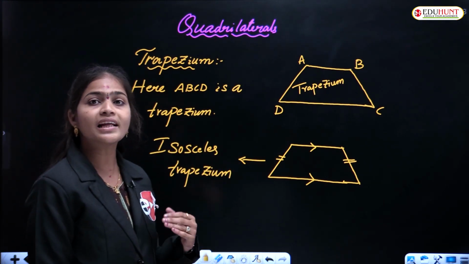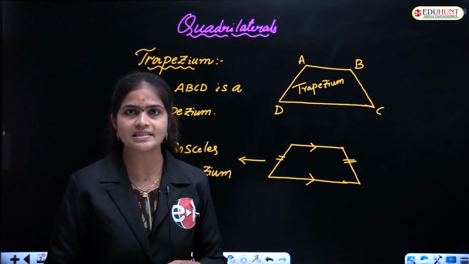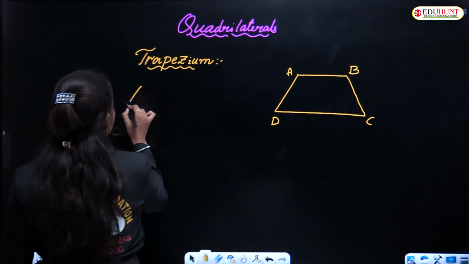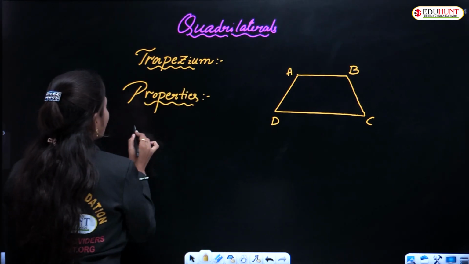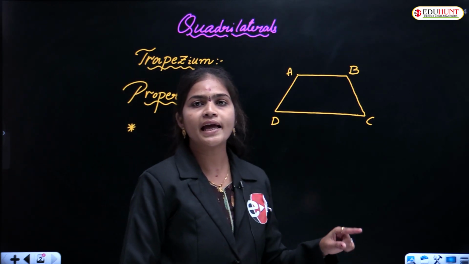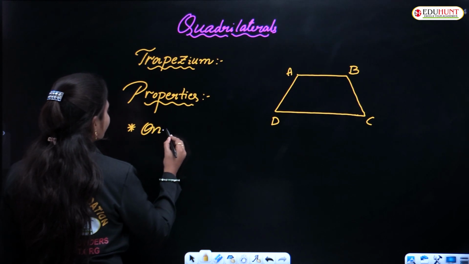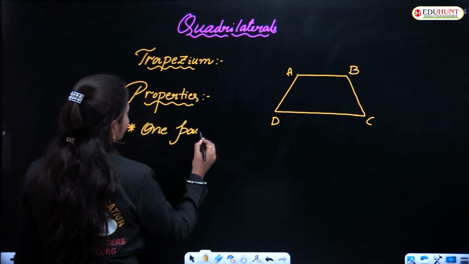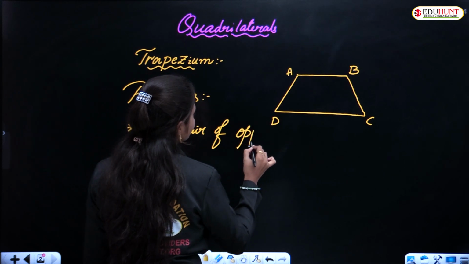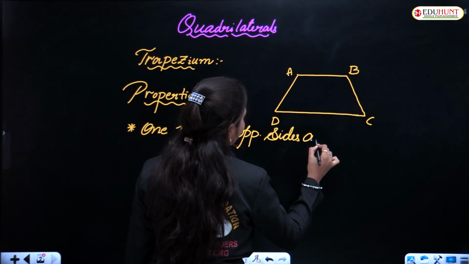Now, what are the properties of the trapezium? We have three properties of the trapezium. Let us see them. The first property is: one pair of opposite sides is parallel.